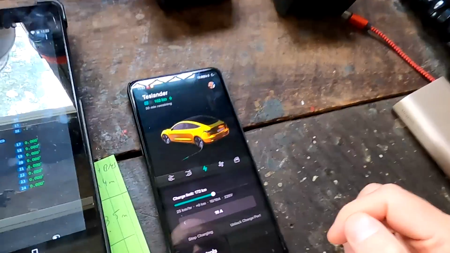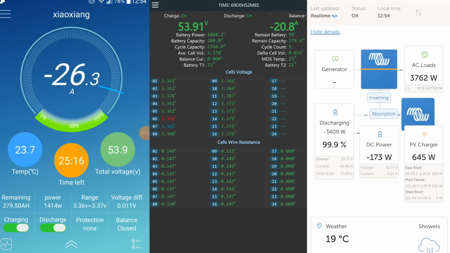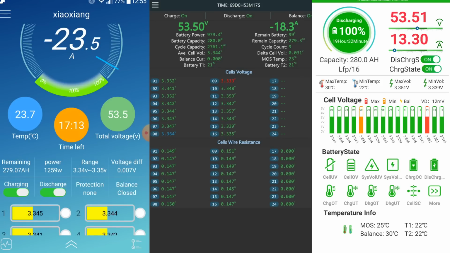I have plugged in the Tesla already. It is charging, maybe charging already. Yeah, it is charging with 16 amps, which is the maximum. So we are discharging the battery now with 3.7 kilowatts. So around 22, 23 amps from the overkill battery at the top. This is our largest capacity battery here in the shelf. Just remember, 304 ampere hours.